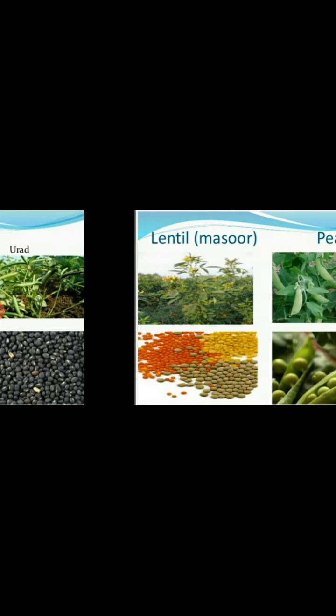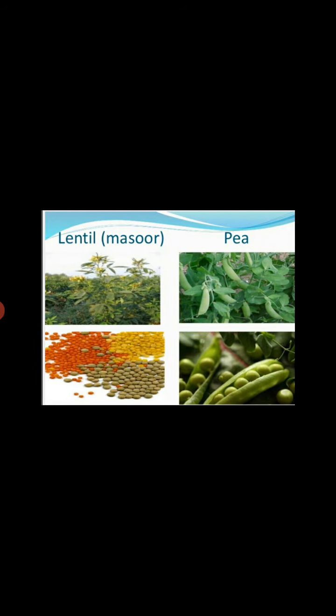Let's move further. Masoor and pea also. Pea, matar: you must peel a lot of peas at home whenever your parents ask you for help. Okay, masoor dal, you can also see three different colors shown over there. Then black gram, kala chana. Okay, you can see it in the form of crop as well as in the form of grains.